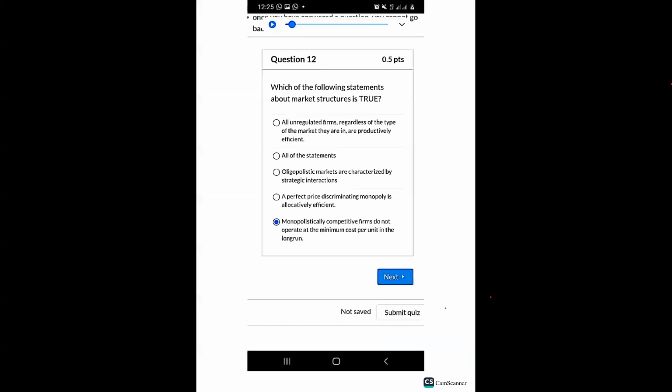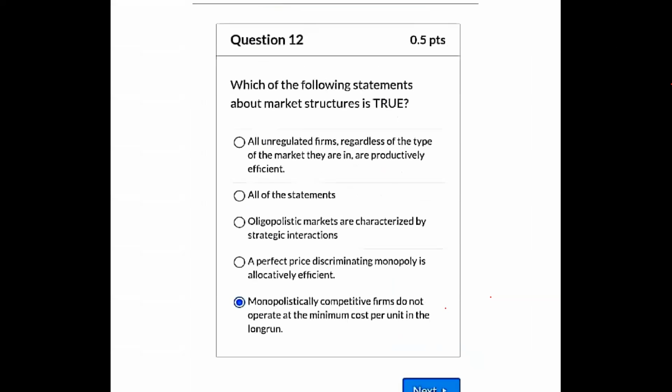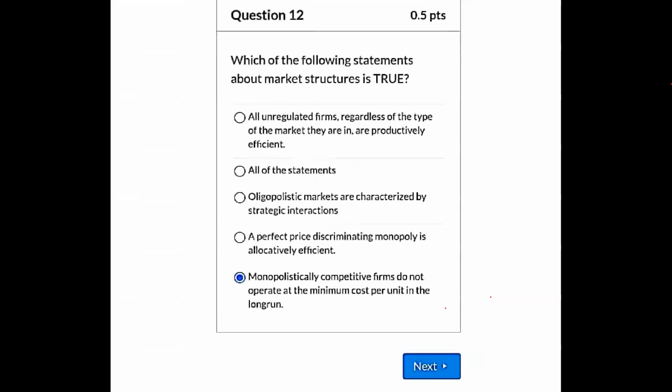Okay. Hey, these questions are not finishing. Which of the following statements about market structure is true? All unregulated firms, regardless of the type of the market they are in, are productively efficient. No. Right? That is not true.